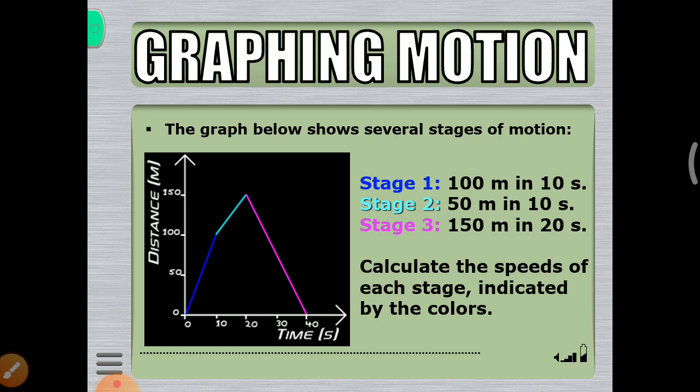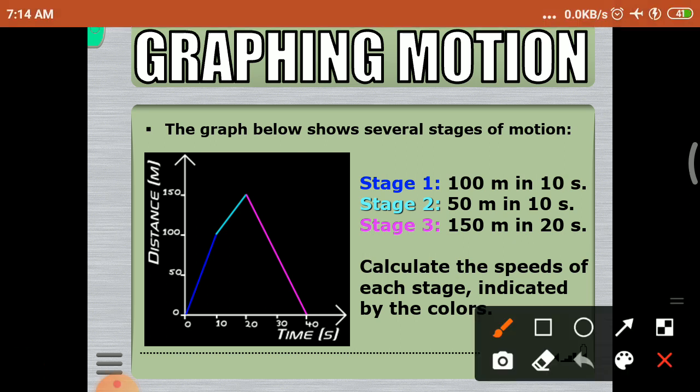And look at this graph. This graph shows several stages of motion. In stage 1, 100 meter in 10 seconds. How? You have to draw a perpendicular line. So it covers 0 minus 100, 100 meter. It covers the distance of 100 meter. The time is 0 minus 10, 10. So it covers 100 meter in 10 seconds.